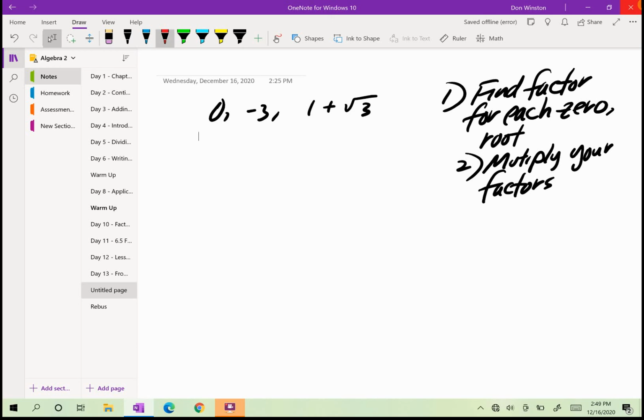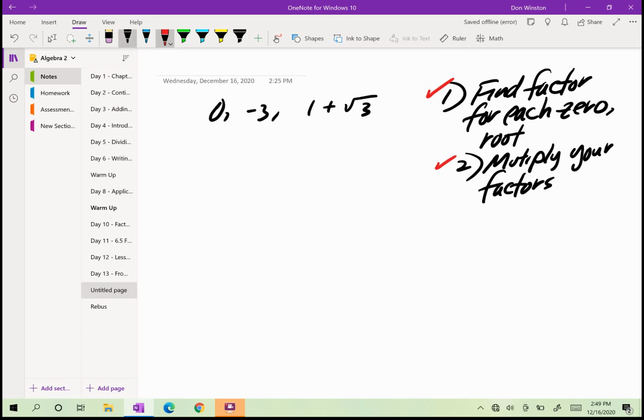So for the most part, they give you the zeros or the roots. And then what you have to do, step one, you want to find a factor for each zero or root they give you. Okay, if they give you two roots, you have to find two factors. If they give you three roots, you have to find three factors. And then the second step, you'll multiply your factors.